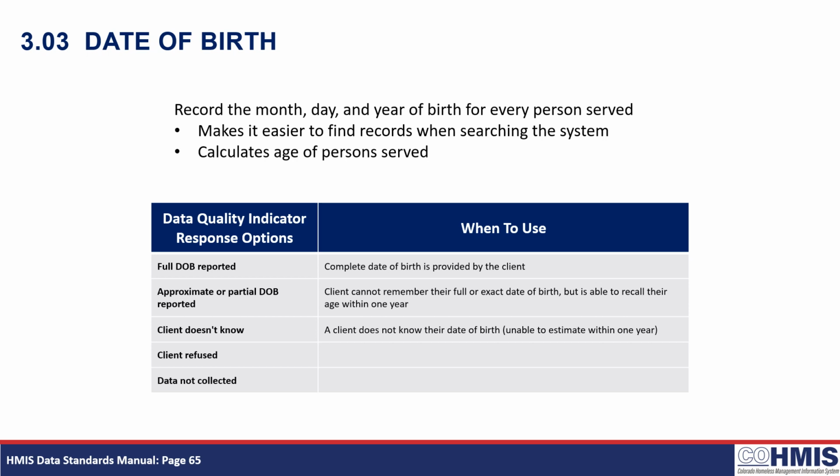in our community. So as with name and social security number, we select that data quality type of full if we have that full date of birth there. If we have an approximate or a partial date of birth, we'd select that. And again, there are those options for client doesn't know or client refused.